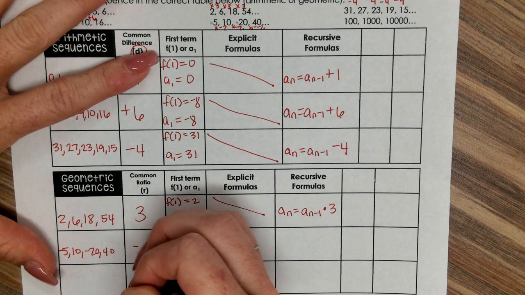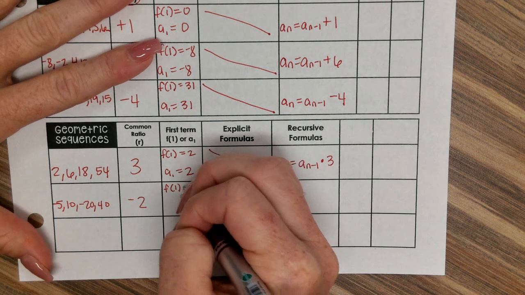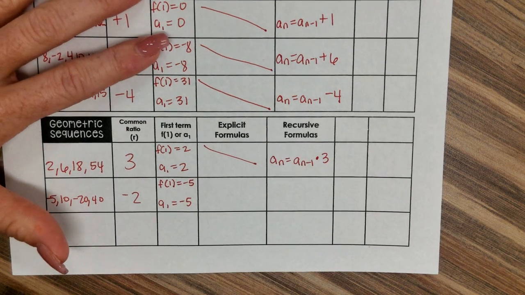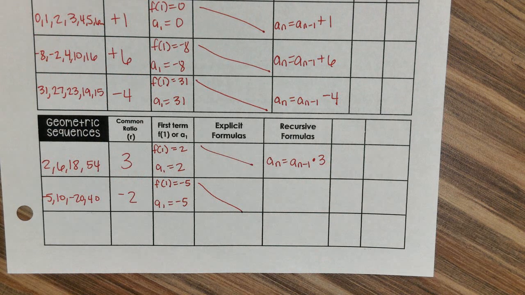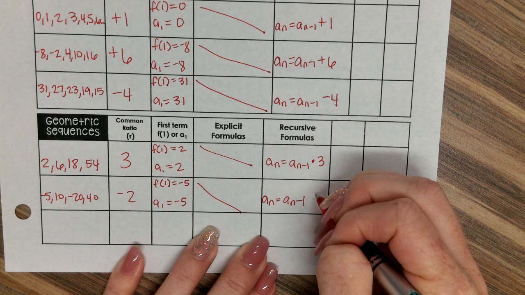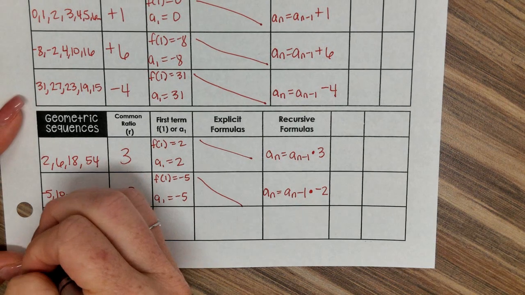My common ratio is negative 2. My first term is negative 5, or we could say A sub 1 is negative 5. That means my first term. And I want y'all to write the recursive formula. To find my term, I take my previous term and multiply by negative 2. All right, try the last one on your own.